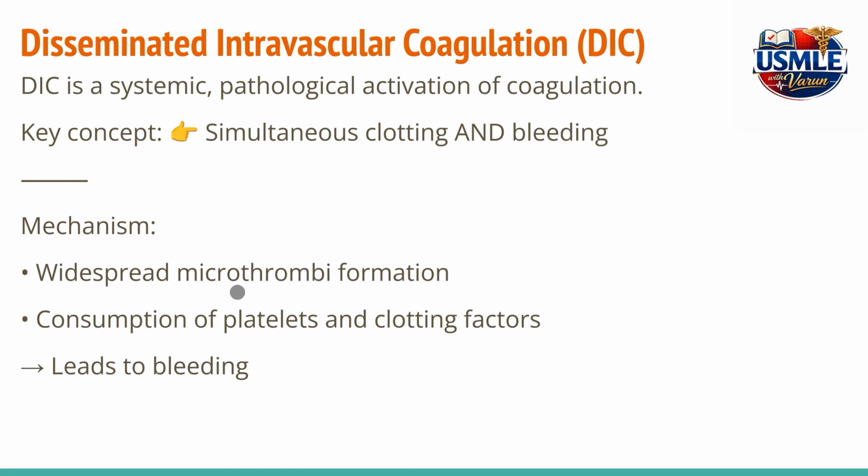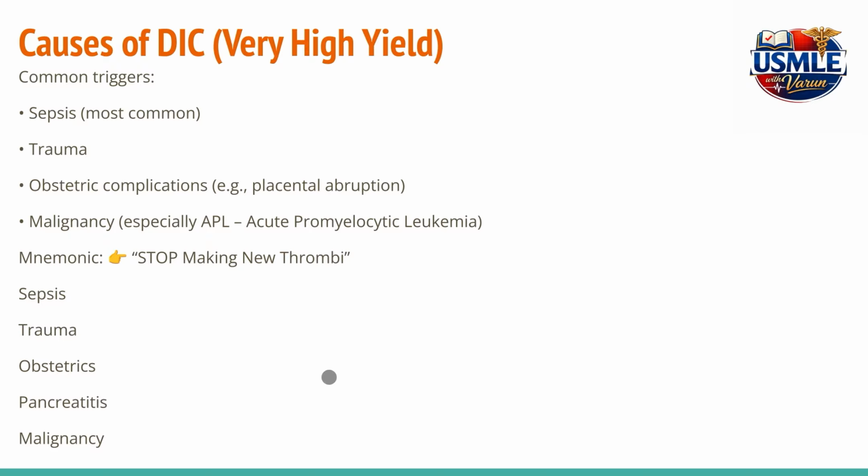Whenever there's simultaneous clotting and bleeding, what eventually happens is more and more clotting factors are consumed in this process. More and more platelets are consumed in this process, and this eventually leads to consumptive coagulopathy. Okay, so coagulation along with consumption of the clotting factors. This is called consumptive coagulopathy, and this is typically seen in acute disseminated intravascular coagulation. And this consumptive coagulopathy eventually leads to bleeding.